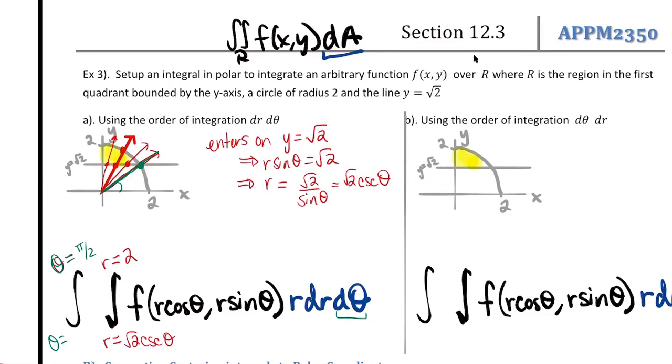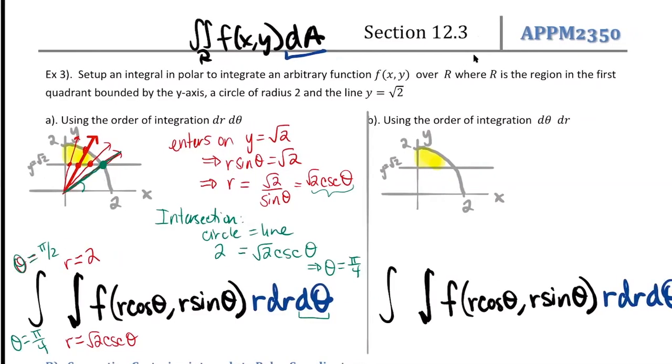The easiest way I can get that is by thinking of this as really caused by the intersection. This point right here is the intersection of the circle and the line. And I can find that intersection either in terms of Cartesian coordinates or in terms of polar. So let's do it in terms of polar. It's the intersection of the circle and the line. The circle is r equal to 2, and the line is r equal to square root of 2 cosecant theta. That's what we just found above. If I solve this, it tells me that at the intersection point, cosecant of theta is 2 over square root of 2, which means theta ends up being pi over 4. Okay, so that's if I wanted to set it up this way.